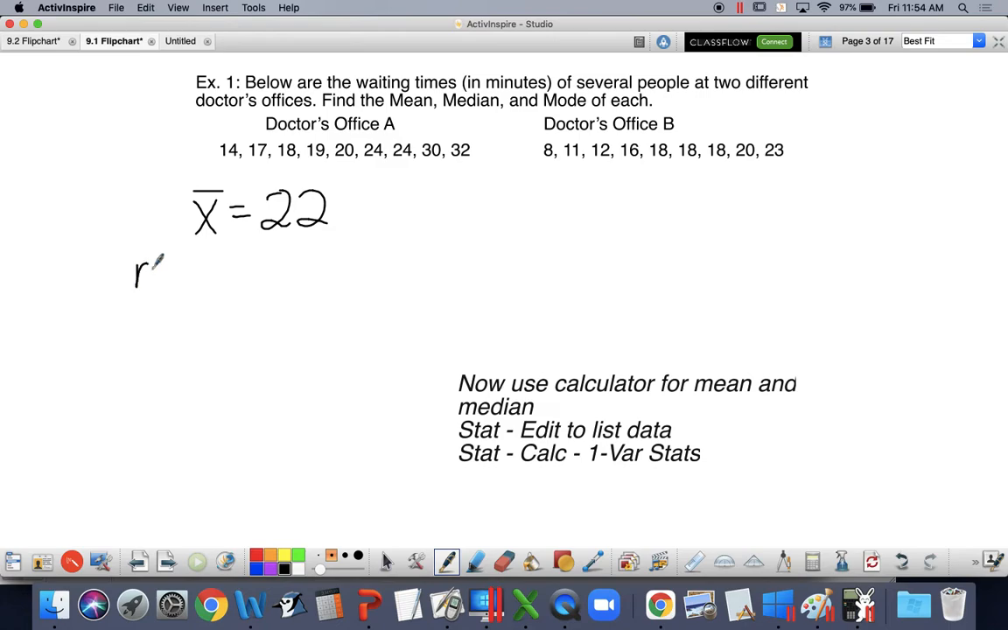Now the median, I was kind of nice. I put everything in order for you. So for our median, I can just cross out, or I can count my way in and see that my median is 20. It's the number right in the middle.